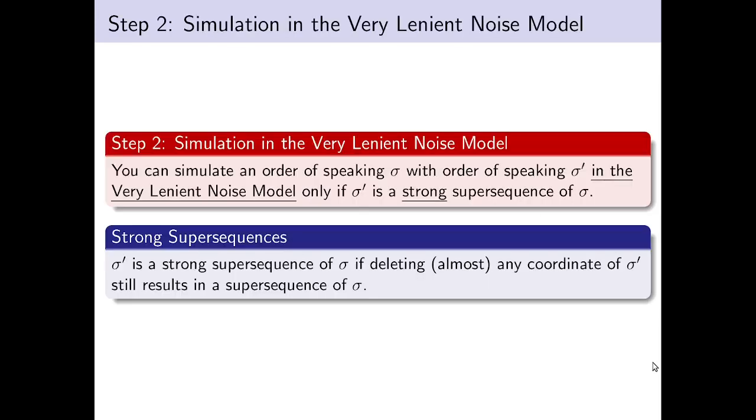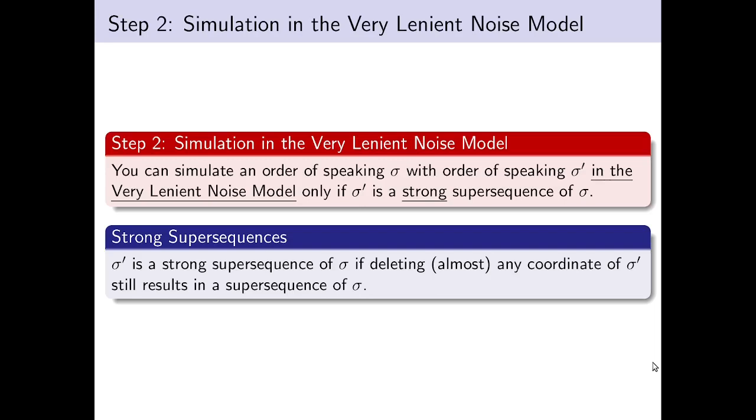Step 2 then follows almost by definition from step 1. Recall that a protocol in the very lenient noise model is just a collection of protocols with similar orders of speaking, depending on which round was erased. And so, if sigma prime is a strong supersequence of sigma, then deleting any coordinate of it still results in a supersequence of sigma, so you can just simulate it by the results of step 1.